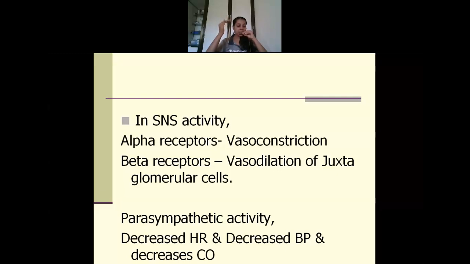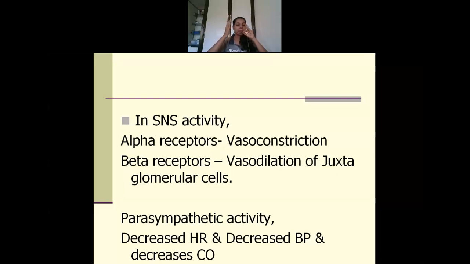But your beta 2 is located in the bronchioles of the lungs, and also it is located in the juxtaglomerular cells. Okay, in the kidneys. Okay. So what does this beta 2 do? Beta 2 is mainly responsible for relaxation or vasodilation, that is relaxation.